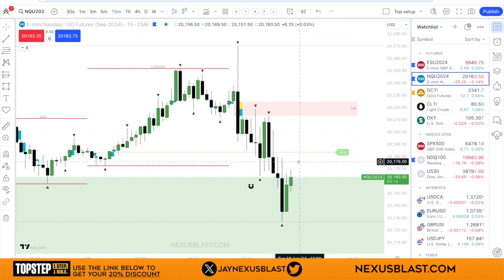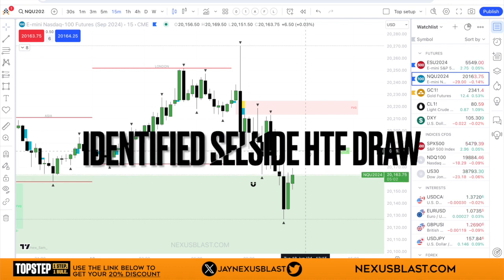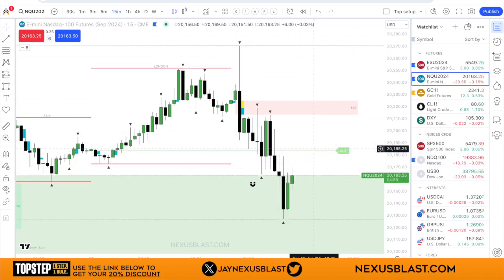So here is the example on the higher time frame draw, and there was a potential setup to go to the top and to the bottom, and we waited to see the setup to go to the sell side form, and then we took it, and you're going to see how that happens.